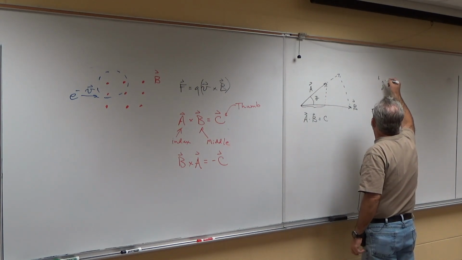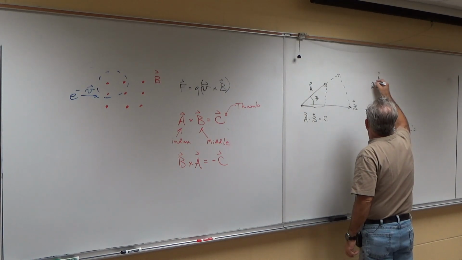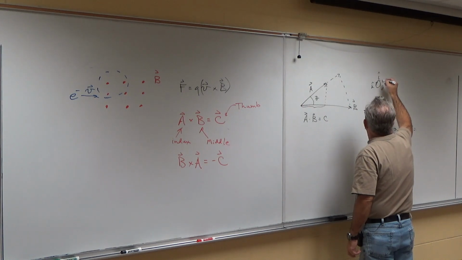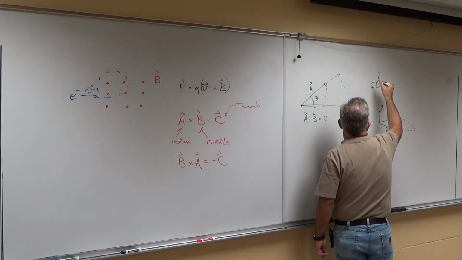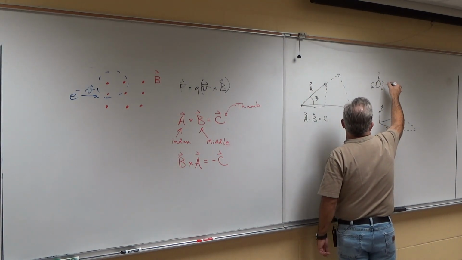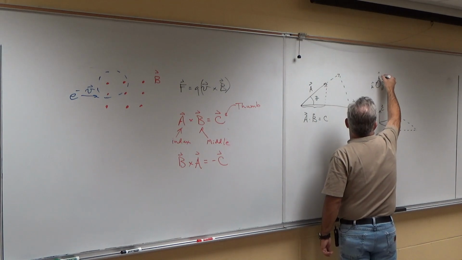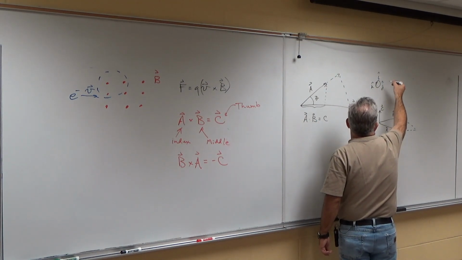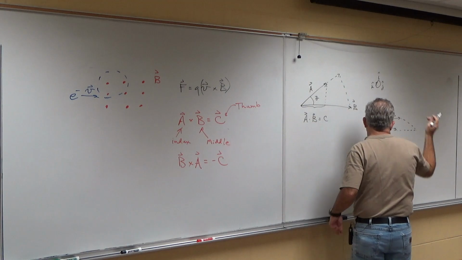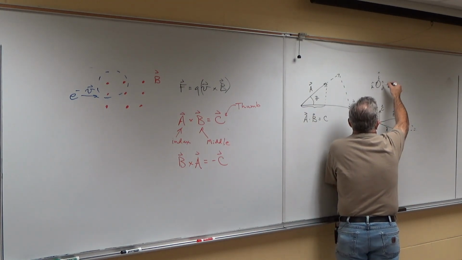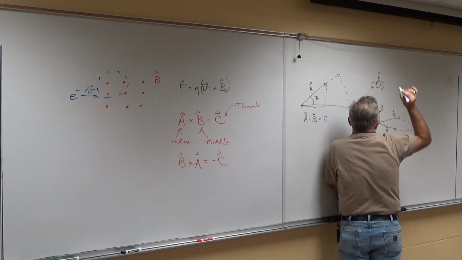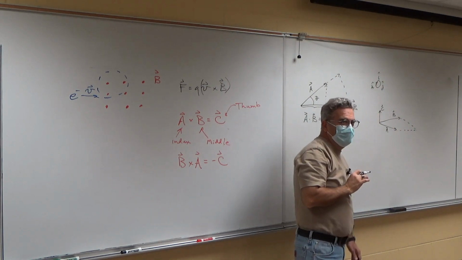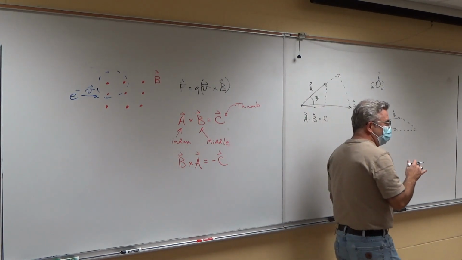In component form, here's a nice little trick. If you go around this way, this is clockwise. I hat cross j hat is k hat. J hat cross k hat is I hat. K hat cross I hat is j hat. I'm going too fast.